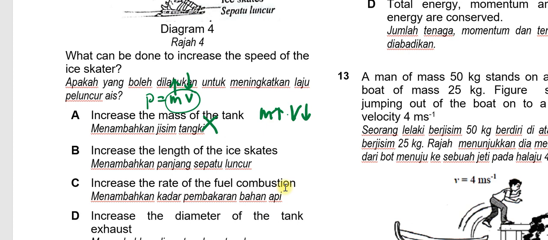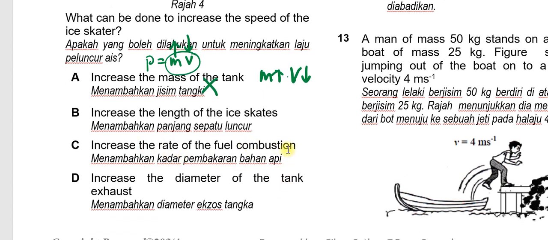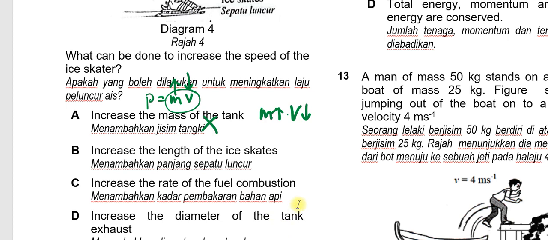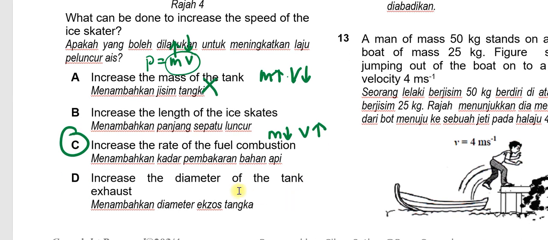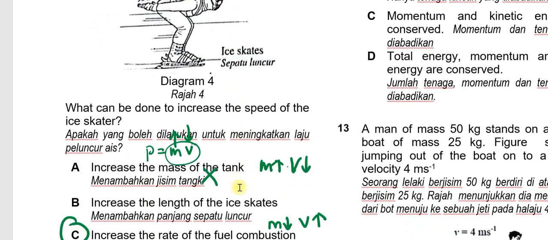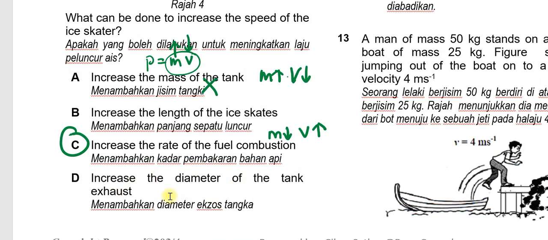This is correct. You need to increase the rate of fuel combustion. Why? When you increase the rate of fuel combustion, the mass will start to decrease, and your velocity should be increasing. C. Increase the diameter of the tank exhaust. So what? Still the same mass. It doesn't make any change.